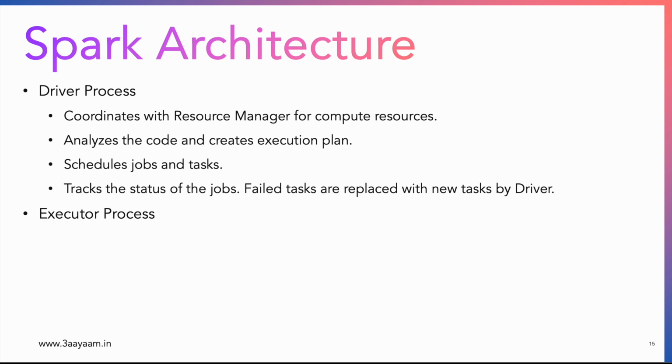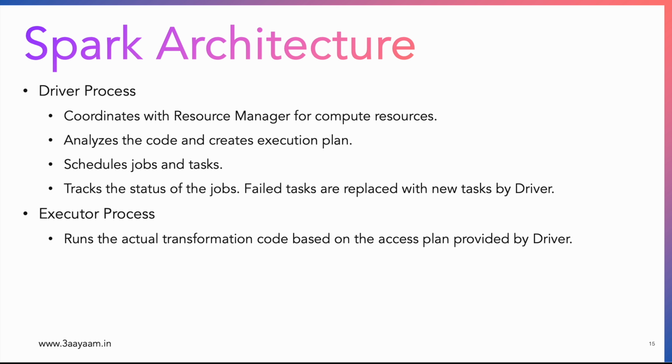Then we have the executor process, and the main purpose of the executor process is to run the actual transformation code based on the access plan provided by the driver. So when we submit the code, the access plan is created by the driver and it is sent to all the executor processes by the driver. And then when the code is sent to those worker nodes or to the executor processes, they would execute as per the access plan. So that's what the introduction of Spark is.